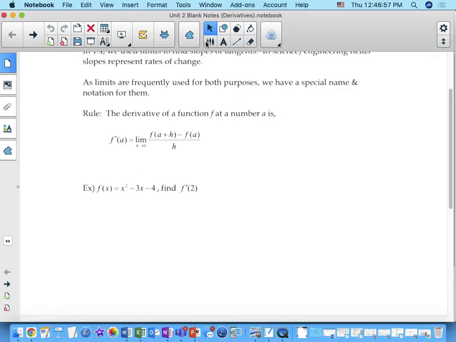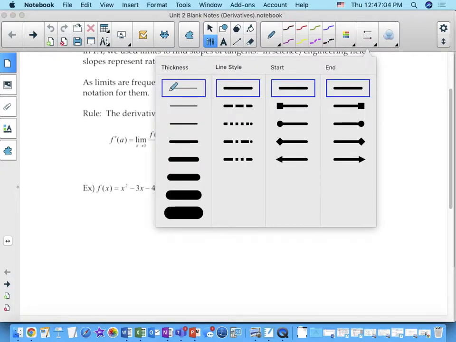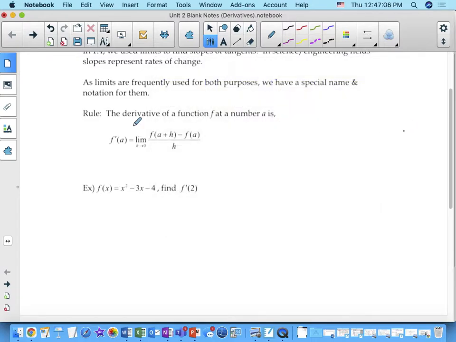Whoops. Getting the little color wheel thing going on here. That's not what I want. Okay. Where have you seen that before? No. So funny, though. That's what I did this morning.